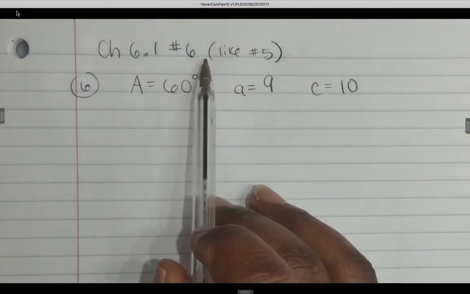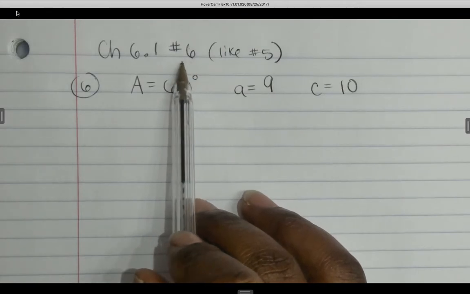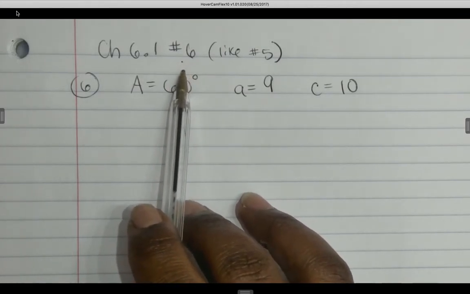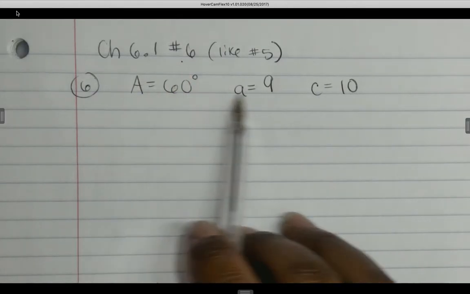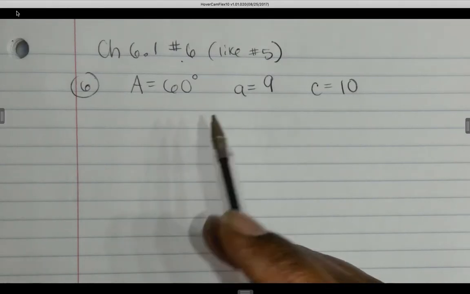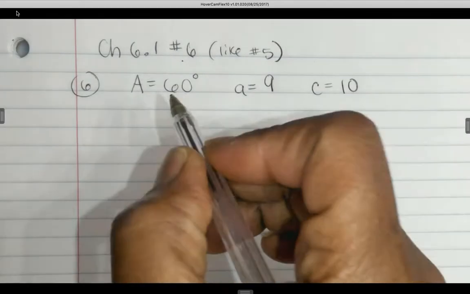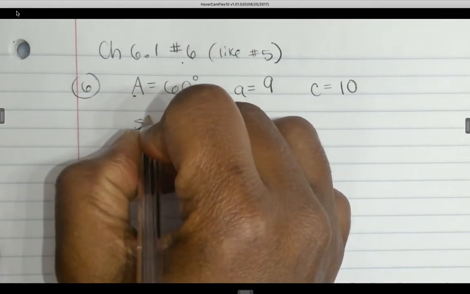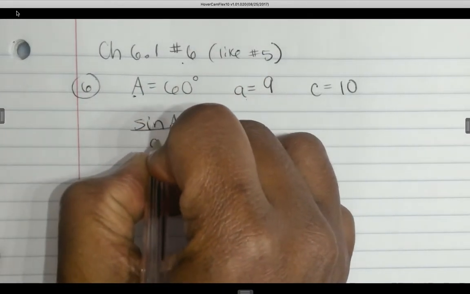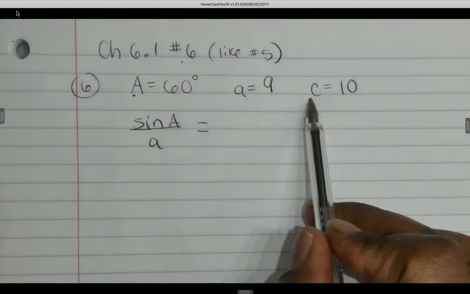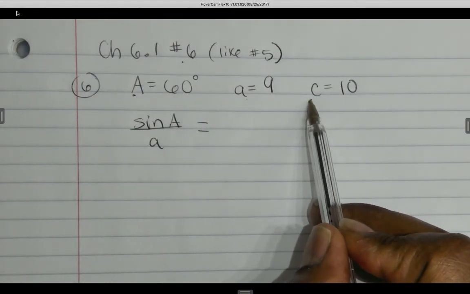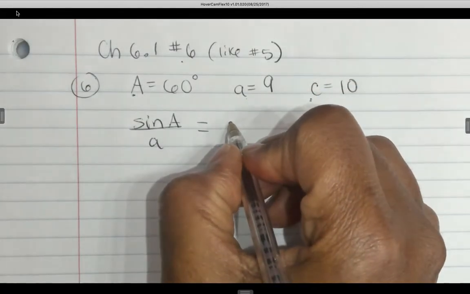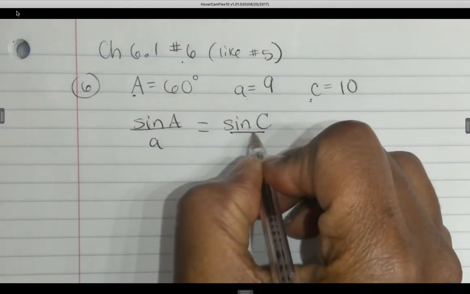Okay, so number 5 is like number 6, and also like number 1 and 3, where they're giving you information in the triangle and you have to use one of the equations in law of sines. So when I look here, I see angle A and side A. So I'm going to say sine of A over A equals, and because they're giving me side C, I don't know anything about B, I'm going to say equals sine C over C.